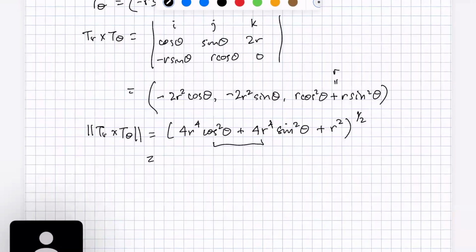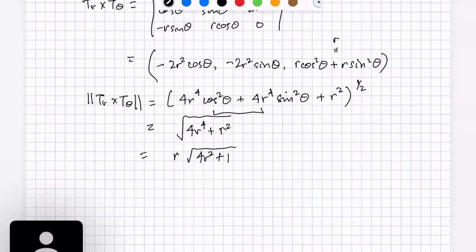These two terms combine just to give me 4r to the fourth plus r squared. The whole thing is underneath a square root. And then I can pull an r squared out, which becomes an r under the square root. And then 4r squared plus 1 is what we get.